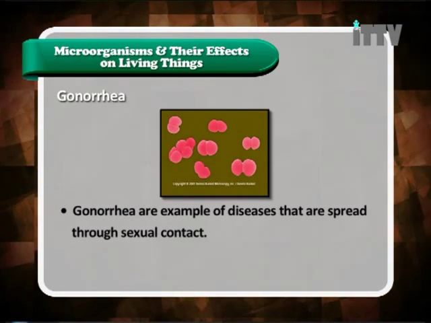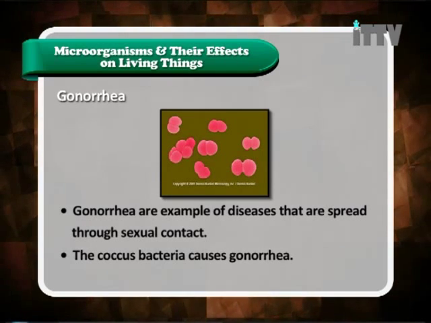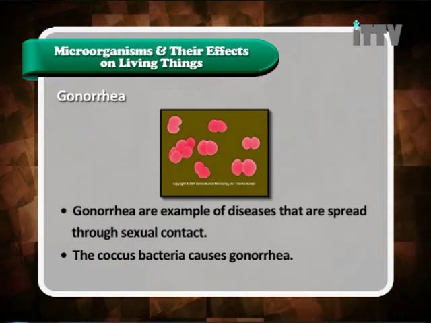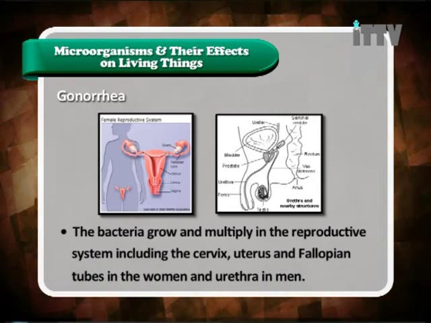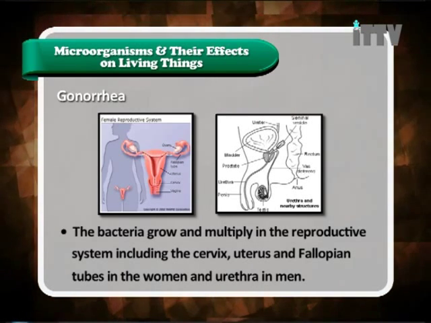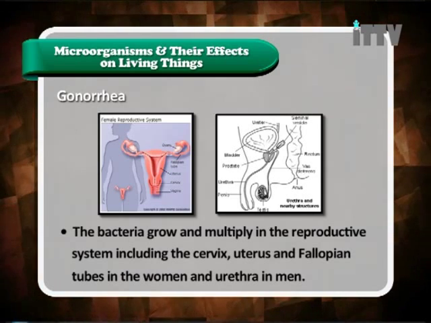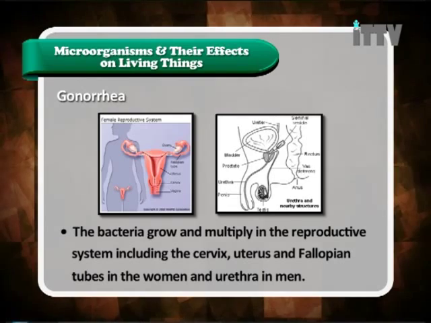Now let's look at gonorrhea. Gonorrhea is an example of a disease that is spread through sexual contact. The coccus bacteria cause gonorrhea. Gonorrhea is contagious but curable. The bacteria grow and multiply in the reproductive system, including the cervix, uterus, and fallopian tubes in women. On top of that, the urethra in men. So here we understand gonorrhea is transmitted through sexual contact and how it affects men and women.